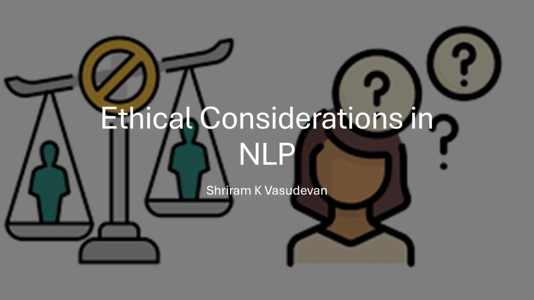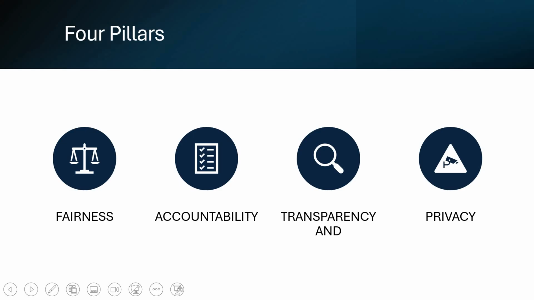This is a very important topic again, and it's going to be a very quick session for you. Let's get into that. There are four main pillars for ethical considerations. We've got the fairness aspect of it, accountability, transparency, and privacy. Fairness is the very first thing that we are going to discuss.